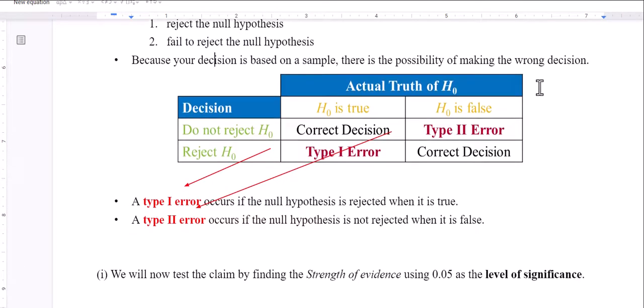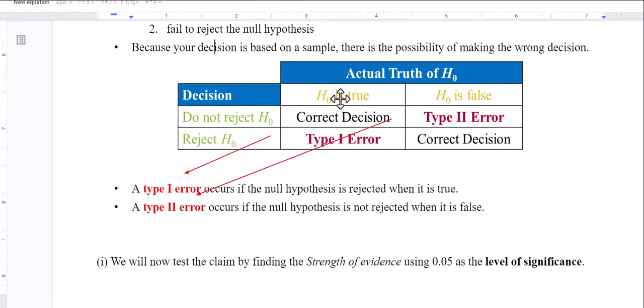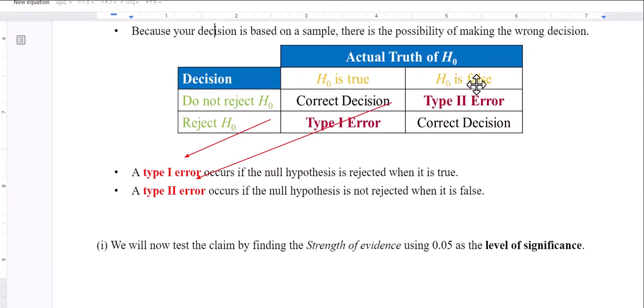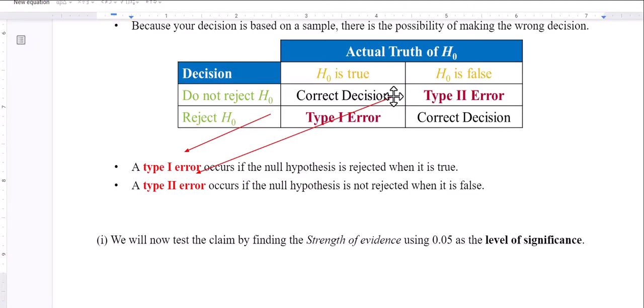So what does it mean to make the wrong decision? The null hypothesis is true, but we reject it. That's a type 1 error. And then the other type of error is the null hypothesis is false, but we fail to reject it. And that is a type 2 error. We will focus on the type 1 error.